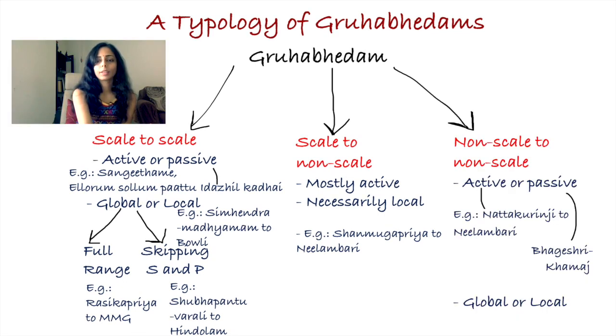And the third category is non-scale to non-scale. Lots of examples you can think of here. One example that I've talked about earlier is Natakurinji to Neelambari. Sindhu Bhairavi has a lot of scope for this. Different parts of Sindhu Bhairavi can map onto various ragas, Behag and Mohana Kalyani, Tilang. There's, of course, the very celebrated Jati Swaram by Sri Lalgudi Jayaraman that showcases that so beautifully. So those would be other examples in that category.